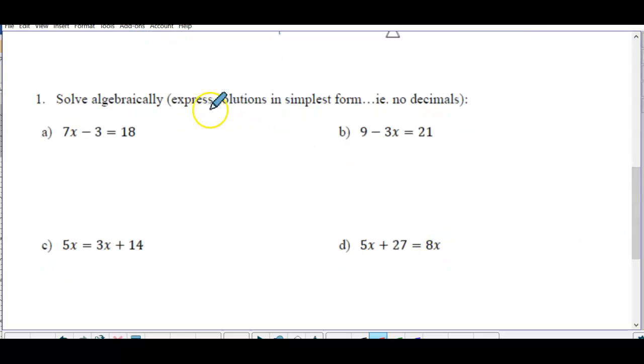Okay, notice how it says express solutions in simplest form. So if it ends up being a fraction, reduce it if you can, but don't convert it to a decimal. Okay, so I'm going to go back to blue here. So 7x minus 3 equals 18. So think of it as basically the opposite of the order of operations. So that's another thing to think about.